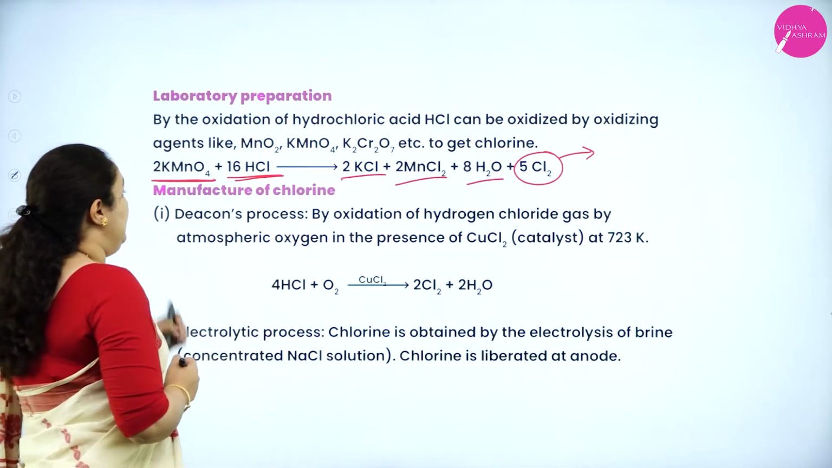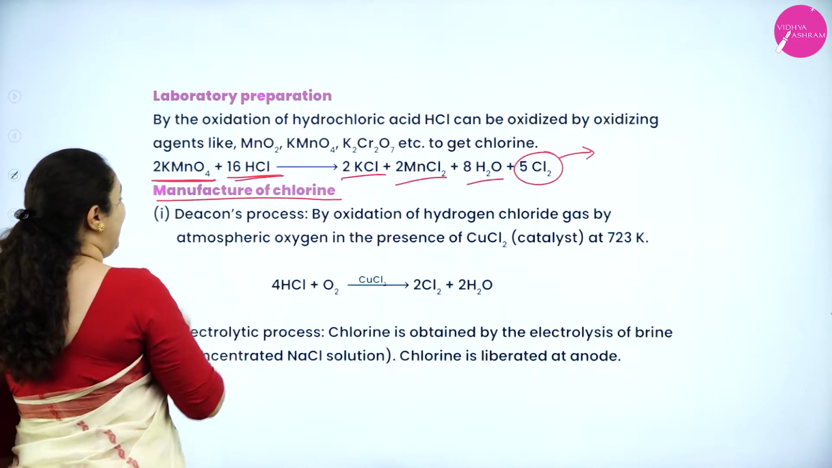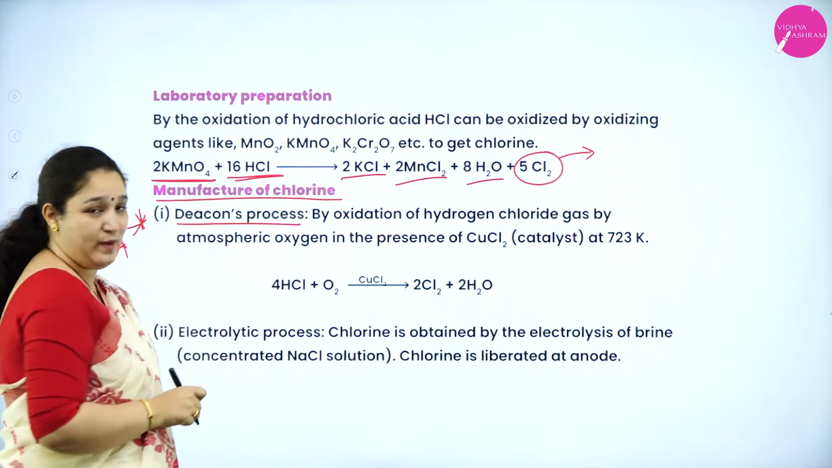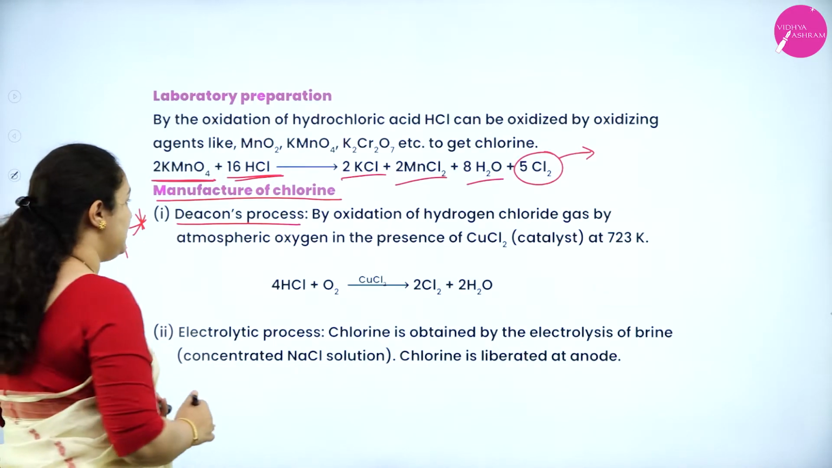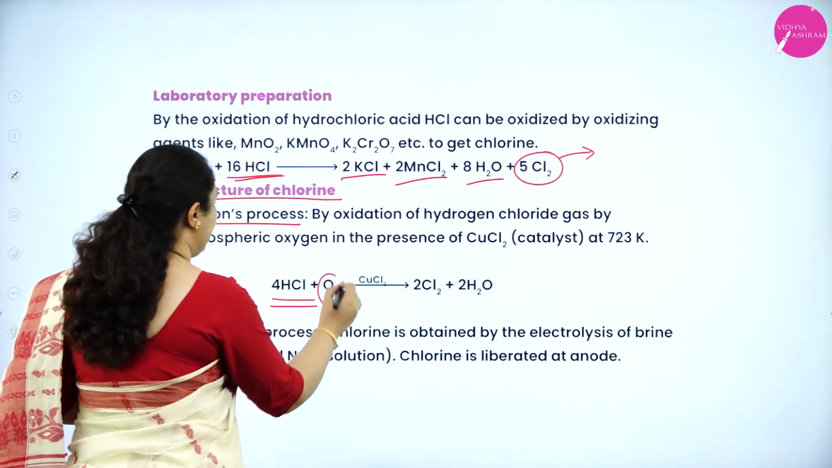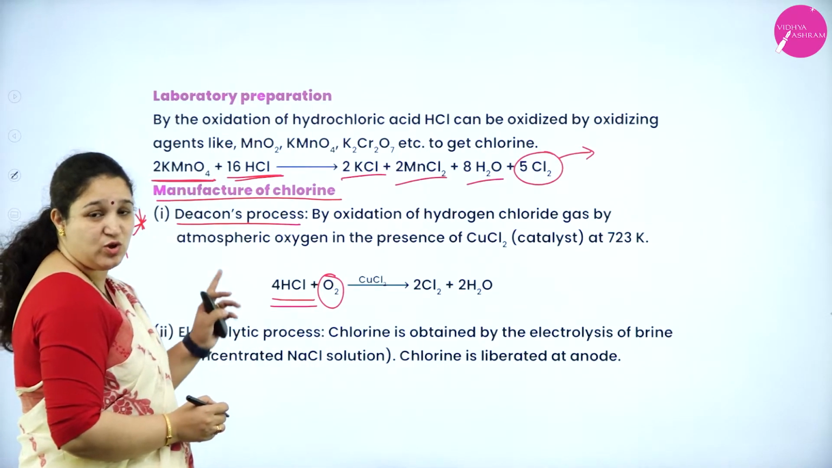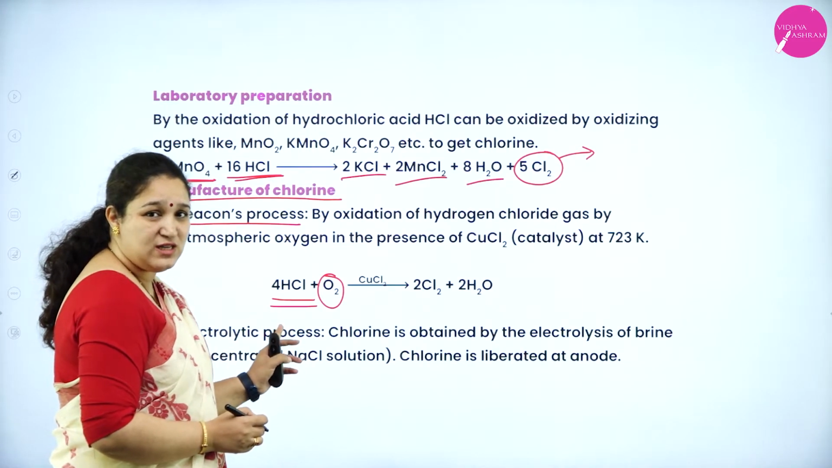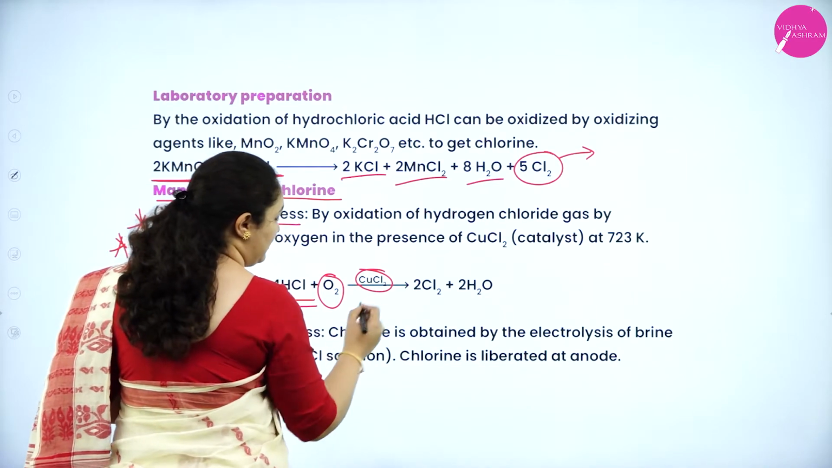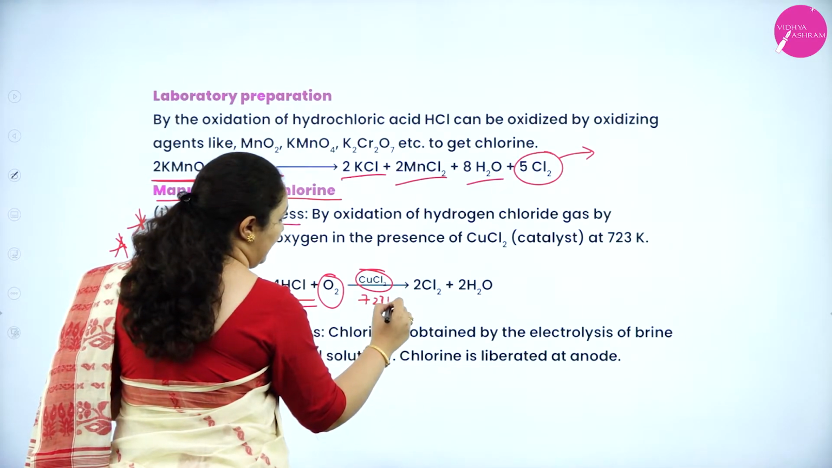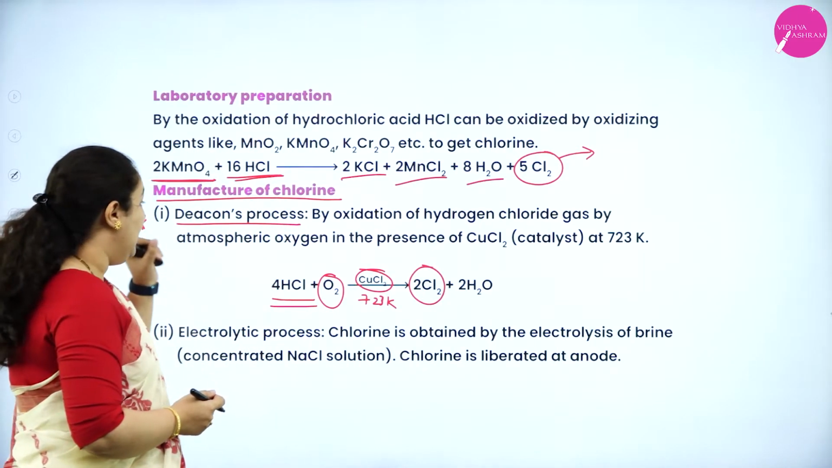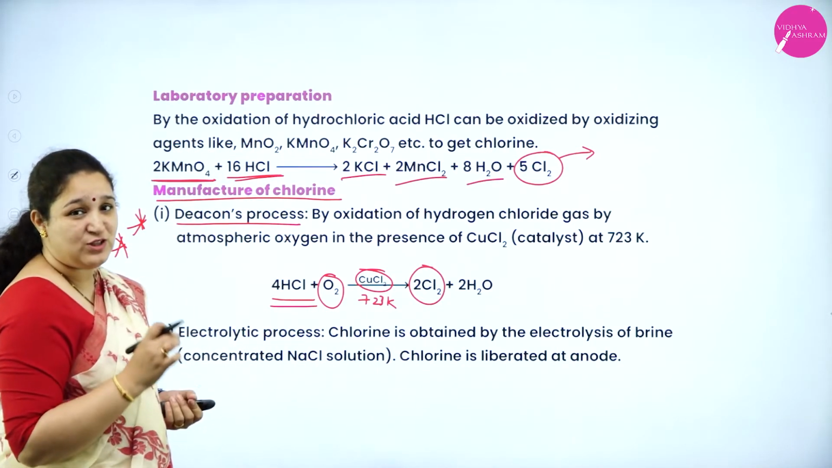Okay. Next is manufacture of chlorine gas by Deacon's process. So this is a very important question. In Deacon's process, hydrogen chloride gas is oxidized by atmospheric oxygen. So you are taking HCl gas and oxidizing it with atmospheric oxygen using CuCl2 catalyst at 723 Kelvin, you will get chlorine gas and water. So this is the Deacon's process for manufacture of chlorine.